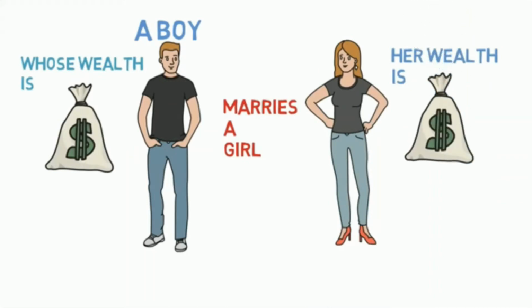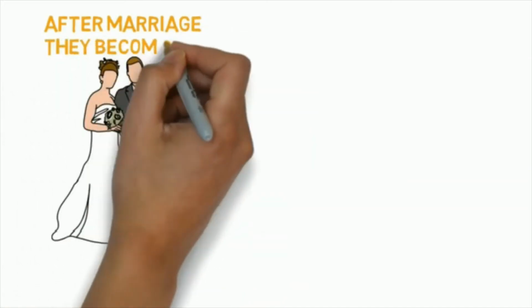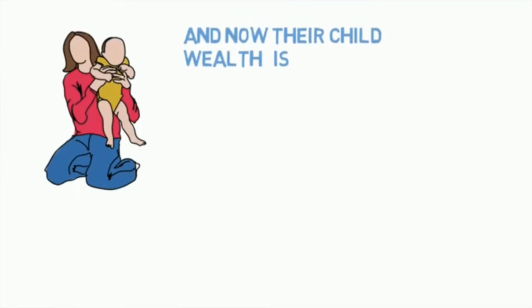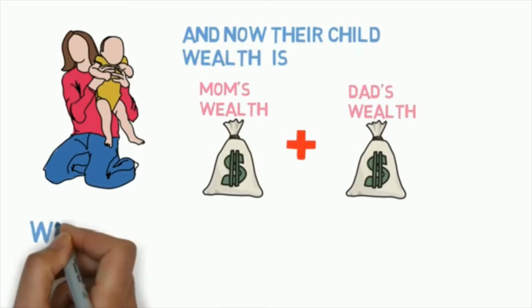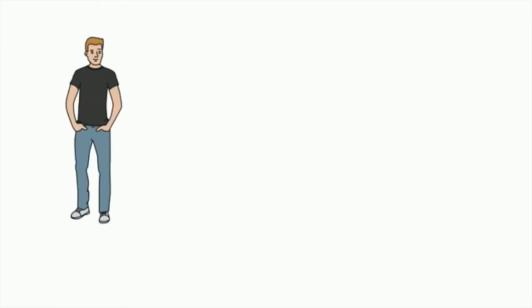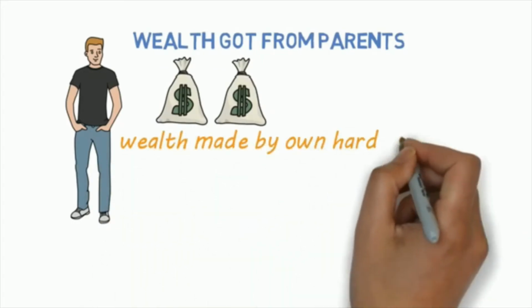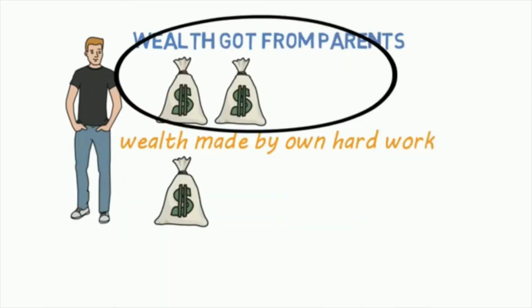After marriage, they become parents. And now their child's wealth is mom's wealth plus dad's wealth. When the child becomes mature, now he has a total possession of wealth got from parents plus wealth made by his own hard work. Wealth got from parents is called inheritance.